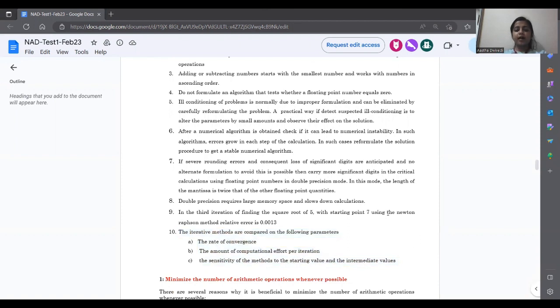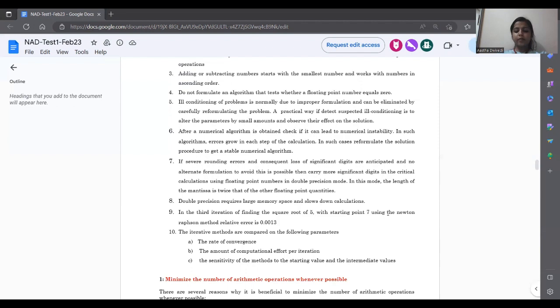The iterative methods are compared on the following parameters: the rate of convergence, the amount of computational effort per iteration, the sensitivity of the method to the starting value and intermediate value. Yes, correct. The rate of convergence refers to how quickly the iterative method converges to the desired solution. The faster the rate of convergence, the better the method.